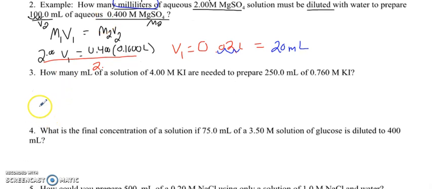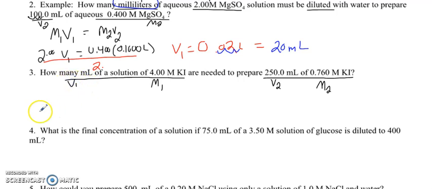Let's look at number 3. So we're asked how many milliliters of a 4 molar potassium iodide are needed to prepare 250 milliliters of 0.76 molar potassium iodide. So this is going to be my V2. This is going to be my M2. Here is concentration 1. Here is volume 1. So I'm searching for volume 1.